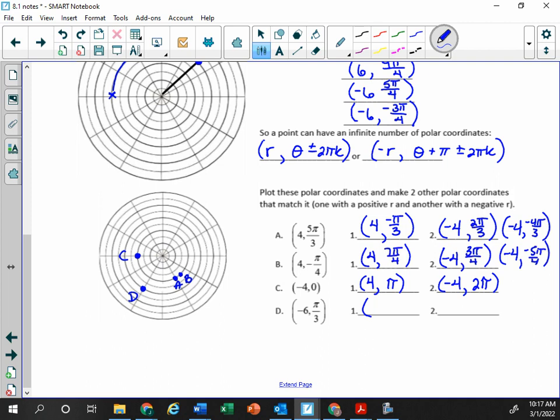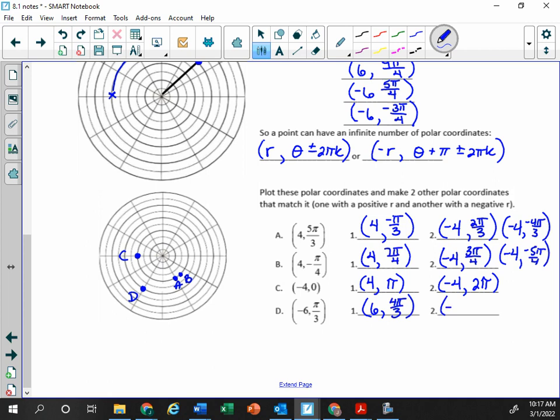All right, let's do positive 6. Do you guys see that's the third quadrant? What's my over 3 in the third quadrant? 5 pi over 3. Sorry, 4 pi over 3. I can add. Okay. You could have done negative 2 pi over 3 if you like that. That's fine.